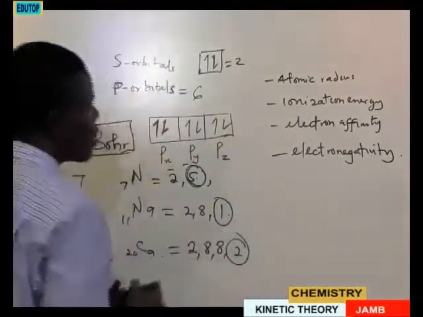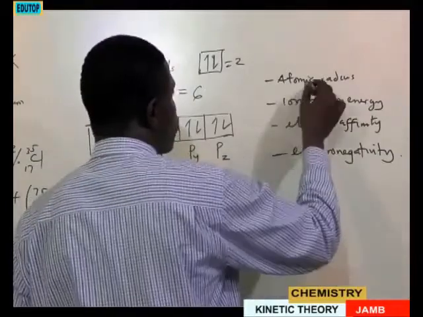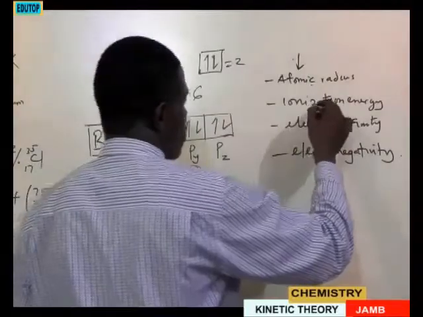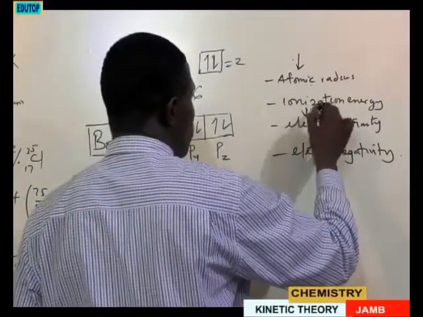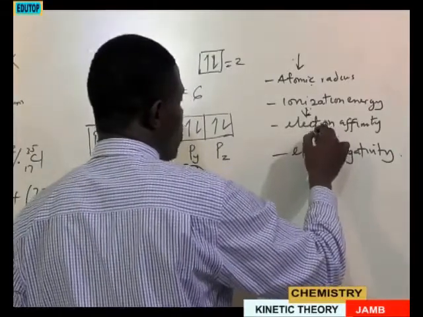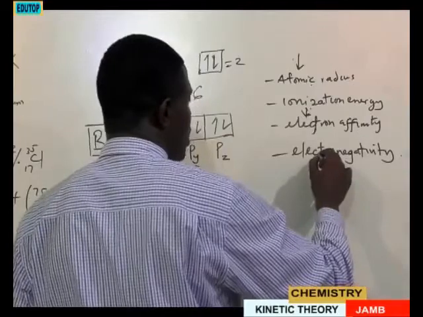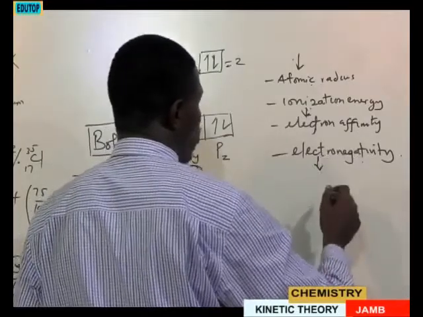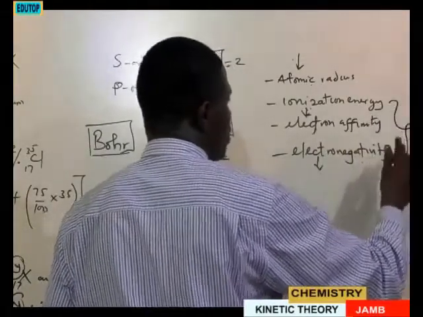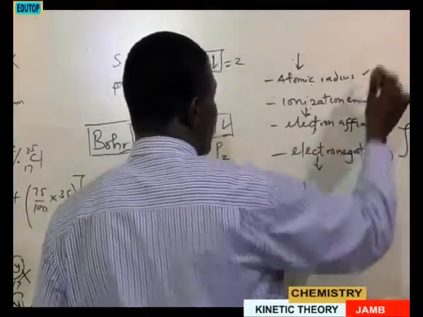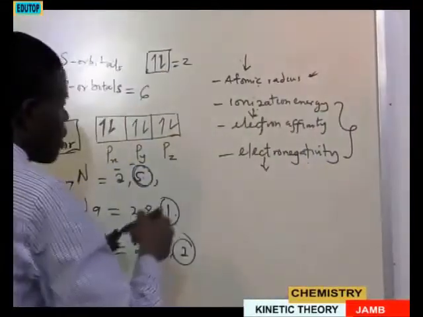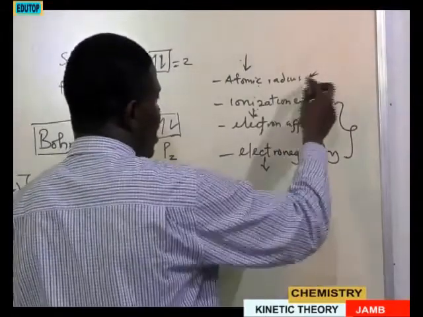So if you look at this trend, you discover that this one increases down the group but decreases across the period, while this one decreases down the group but increases across the period. This one decreases down the group, increases across the period. This one decreases down the group, increases across. That means out of these four properties, only this one is odd. It's only this one here that increases down the group, but decreases across the period.